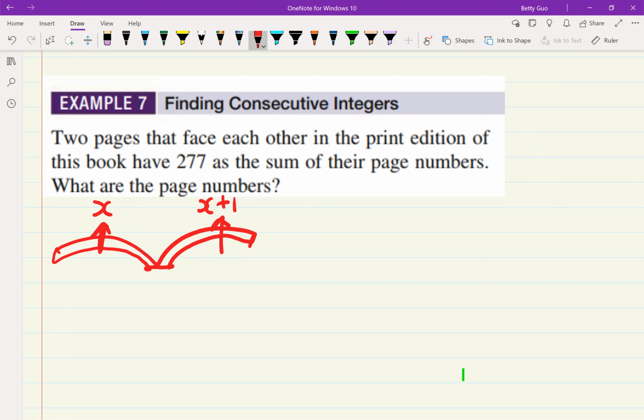So that's what we are looking for. We are looking for the page numbers. What are the page numbers? We are looking for X and X plus 1. In order to find a value for X and X plus 1, we need an equation. Please read the problem and you guys tell me, how do we set up the equation here?